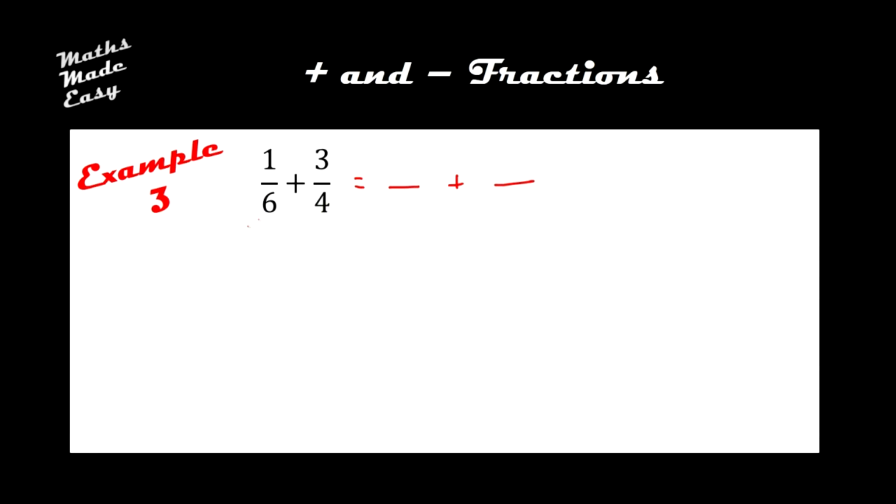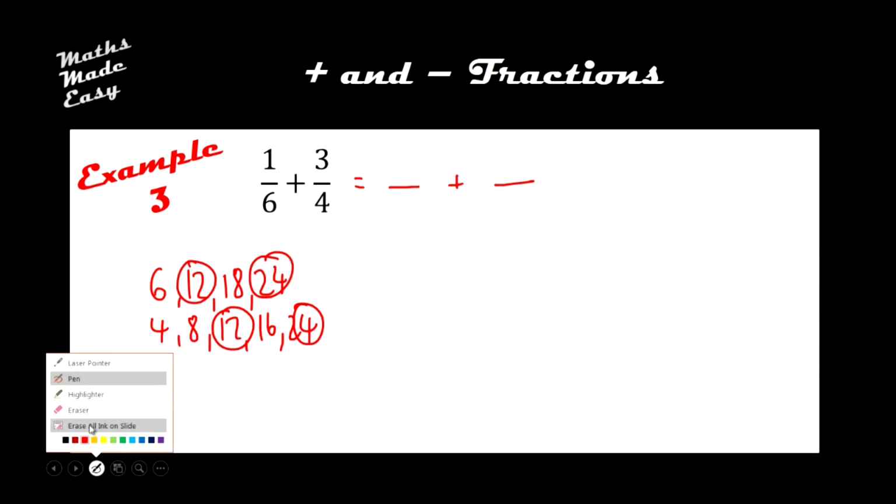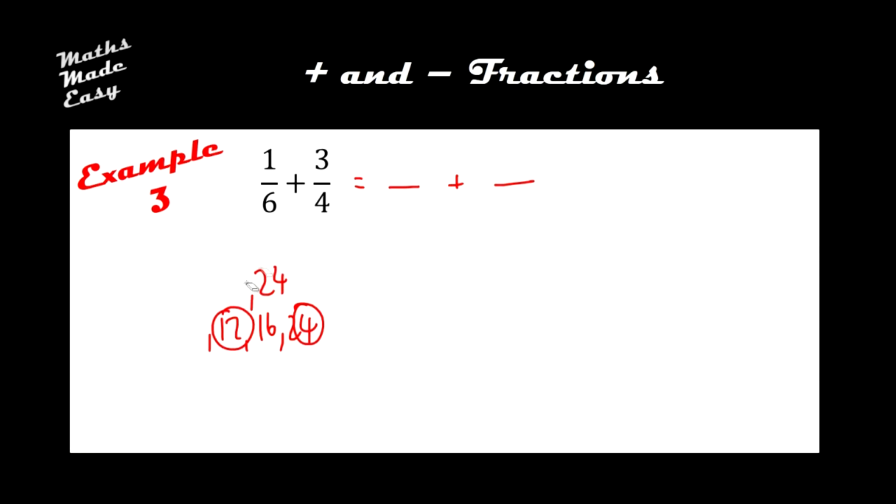I want to encourage you to use the times tables, so 6, 12, 18, 24 and so on, and then 4, 8, 12, 16, 20, 24 and so on for the 4 times table. Now lots of people might be tempted to use this 24 here because 6 times 4 is 24, but the lowest one is 12, so that's the one I'm going to go for, because 12 is a multiple of both 4 and 6 and it's the lowest one. So I'm going to go for 12.